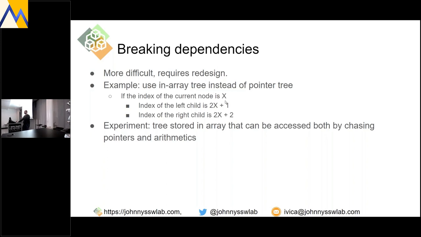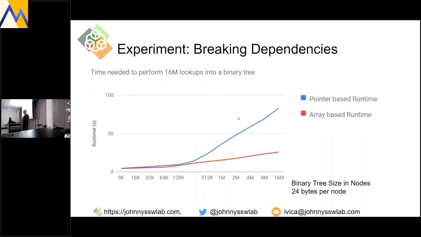I did an experiment. I took a tree, stored it in an array, but I also created pointers. So you can access it either using arithmetic like this one, 2 × x + 1, 2 × x + 2, or you can access it through pointers. The data structure is identical, and you get something like this.